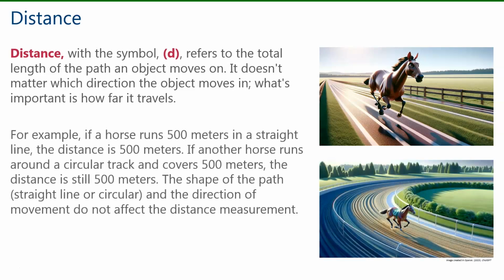For example, if a horse runs 500 meters in a straight line, the distance is 500 meters. If another horse runs around a circular track and covers 500 meters, the distance is still 500 meters. The shape of the path, straight line or circular, and the direction of movement do not affect the distance measurement. The SI unit for measuring distance is meters, with the symbol lowercase m.